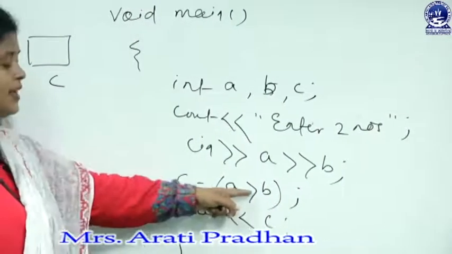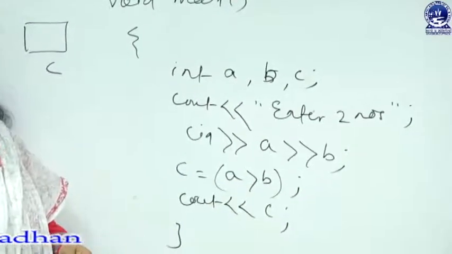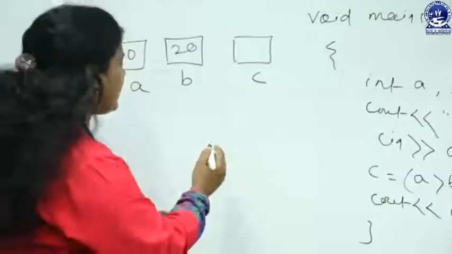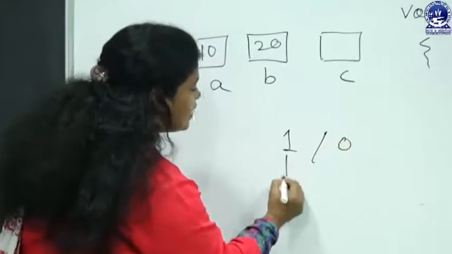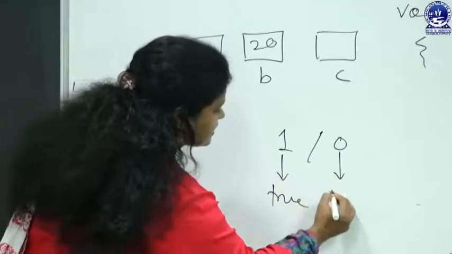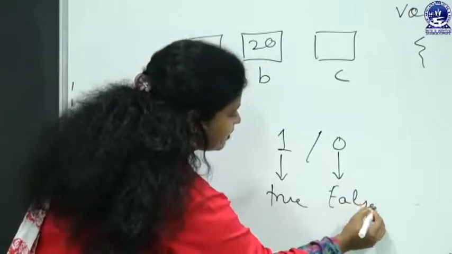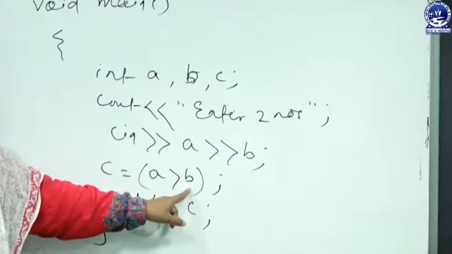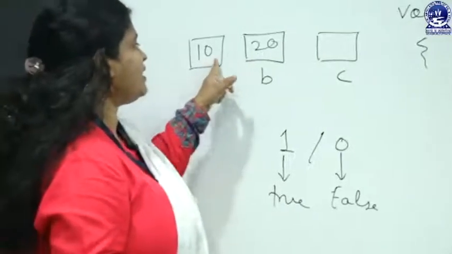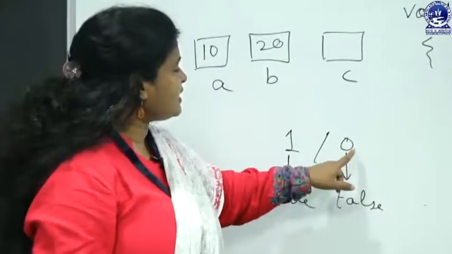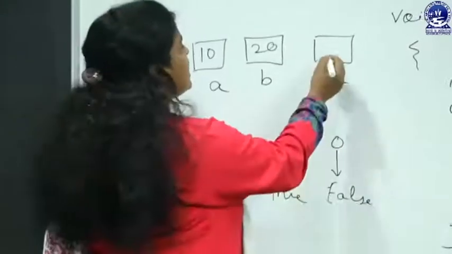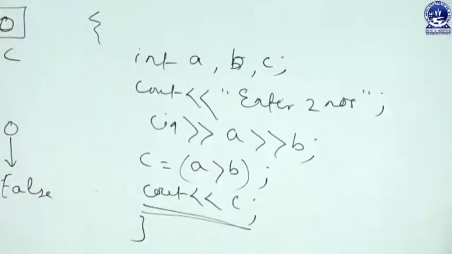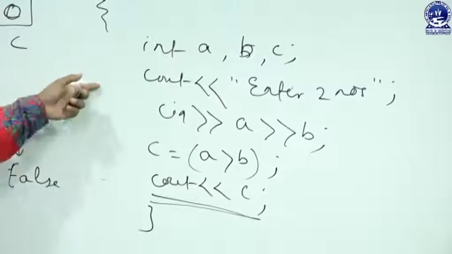Now, all the relational operators are comparing two values. At the end of the comparison, it returns either 1 or 0. 1 represents true and 0 represents false. So, here it is checking whether A is greater than B, yes or no. As A value is 10 and B value is 20, it will return 0 or false. So now C will contain 0, so when we display the value of C, the output will be 0. I hope you have understood this one.